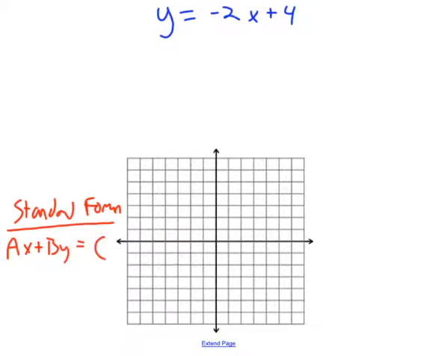Ax plus by equals c, where a, b, and c are integers, not fractions, and the x term is positive. So let's see. Are we in this form? No, we have y equals, and then we have that 4 there. The x term is not positive, so we need to do some algebraic manipulation here.